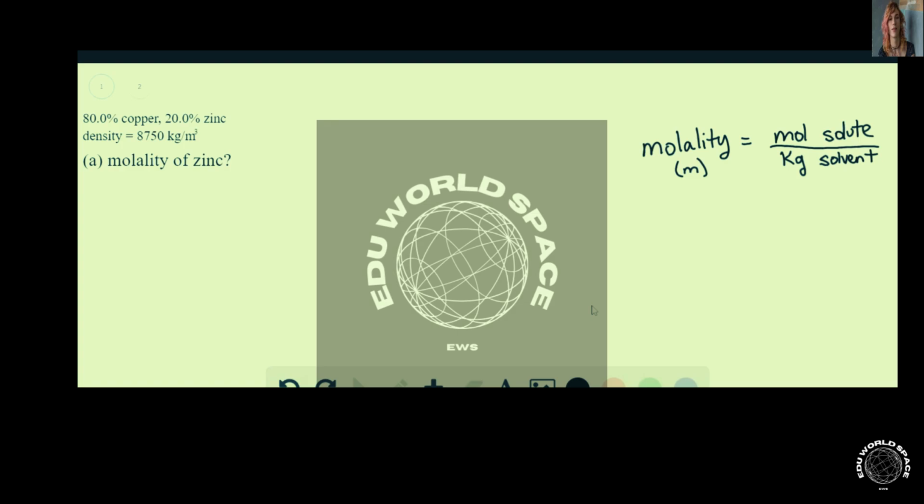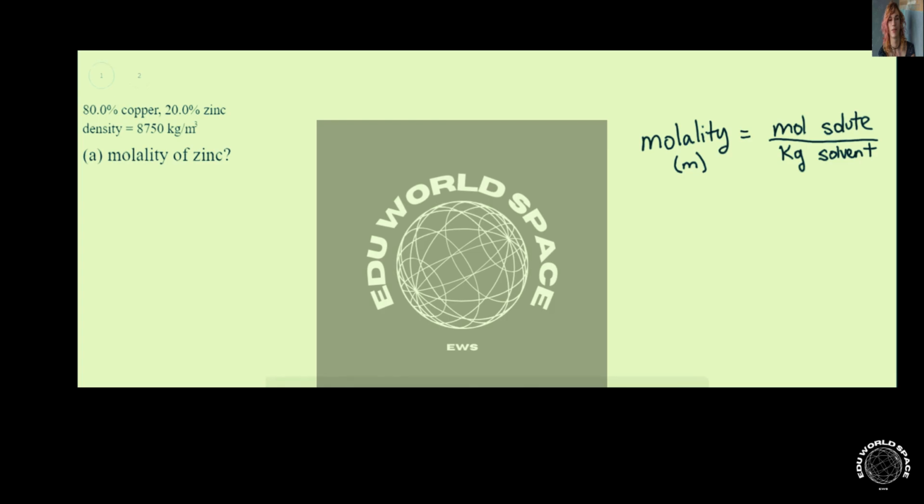In this problem, we're given an alloy that's 80% copper, 20% zinc, and its density, and we're asked to find the molality of zinc. Students struggle with this kind of problem because they feel like they don't know how much they're working with, and what you have to realize is that these are concentrations. It doesn't matter if you have 1 cubic centimeter of this alloy or a whole ton of this alloy. The concentrations are all going to be the same.